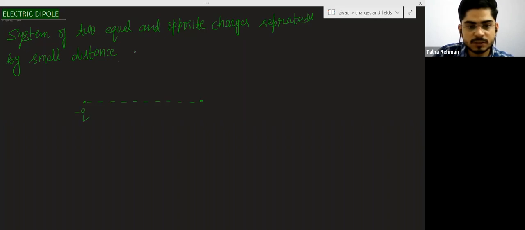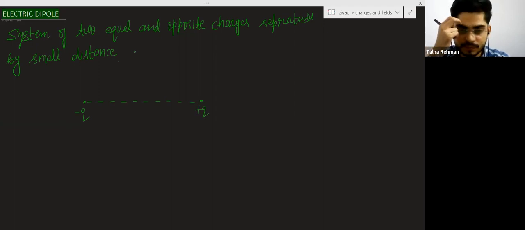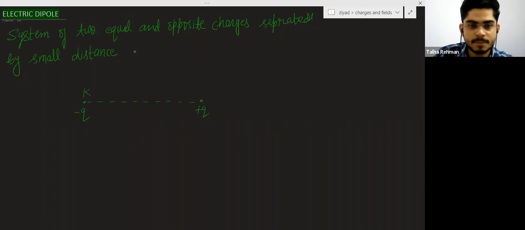Minus q charge, this is plus q charge, and this is separated by some distance. d is the distance. This is known as the electric dipole.